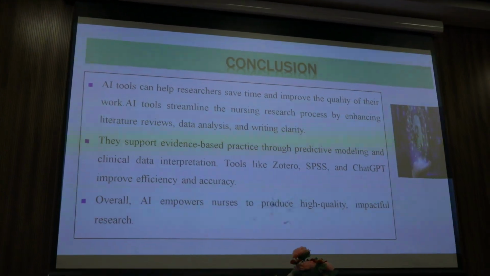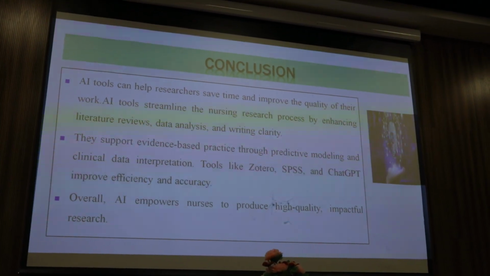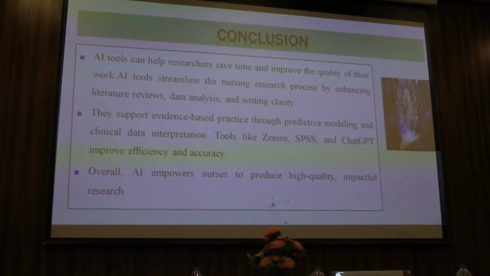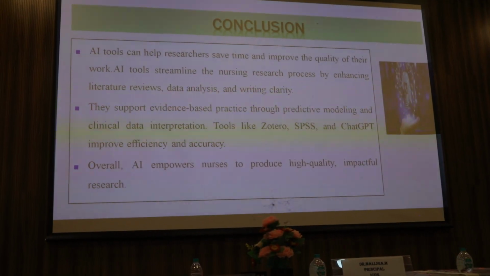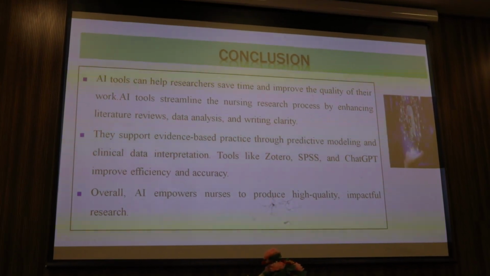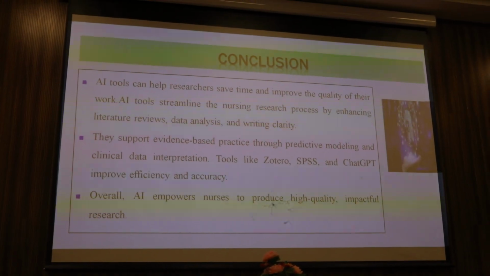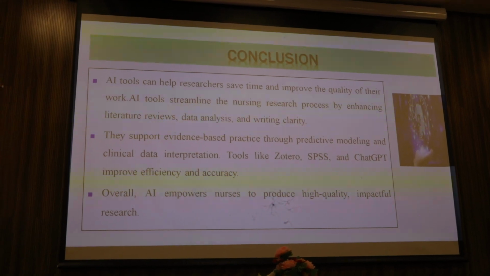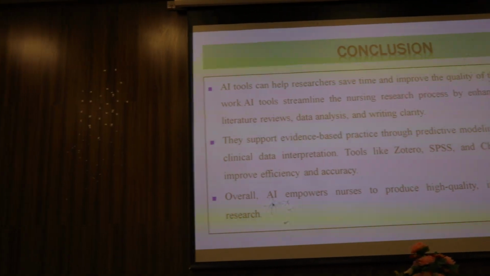That is it. So to conclude, AI tools can help researchers save time and improve the quality of their work. They can streamline the nursing research process by enhancing literature reviews, data analysis and writing clarity. They support evidence-based practice through predictive modeling and clinical data interpretation. Tools like Zotero, SPSS and ChatGPT improve efficiency and accuracy. Overall, AI empowers nurses to produce high-quality, impactful, meaningful research.